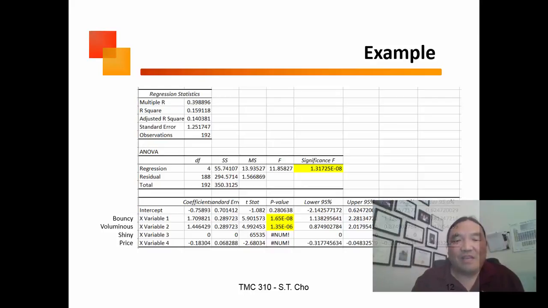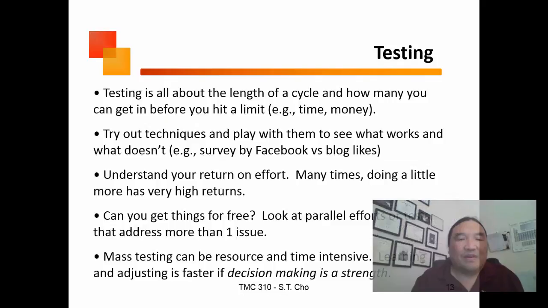And some of my data is inconclusive, and that happens. And that means you need to go out and get more data points. The thing about testing is the length of the cycle and how many you can get in before you hit a limit. And so when you plan these kinds of things, you have to think, okay, I have this much money to spend, and so how many times can I do it?